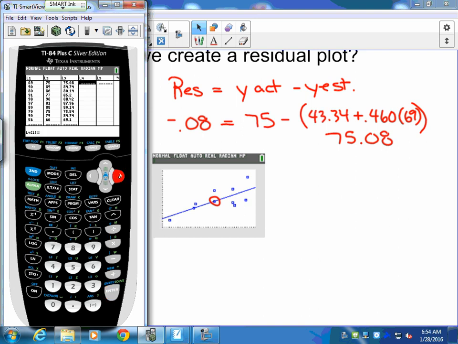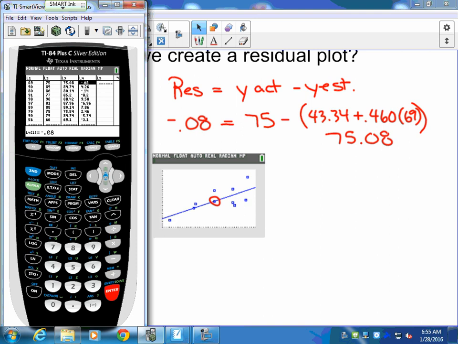Now I have to go out one more list, to list 4. I highlight the list and hit enter, getting into the input function, and this is where I'm going to build my residual value. The residual is your actual y, list 2, minus your estimated y based on your linear regression equation, list 3, and then we hit enter. We can see that first residual value matches up with what we calculated.